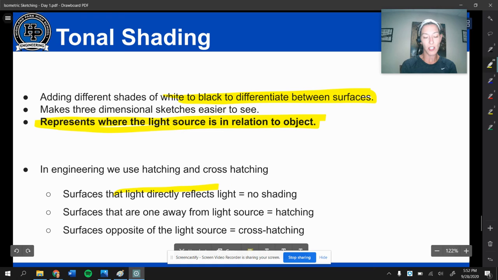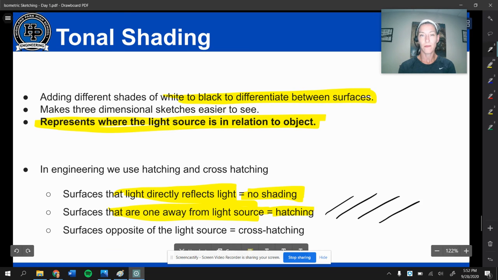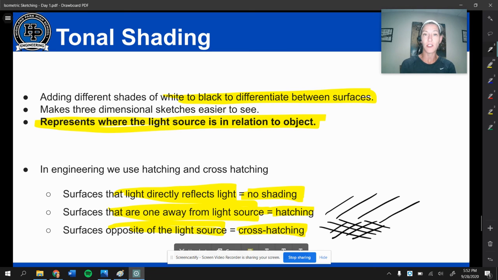If your light is shining directly on the surface, there's not going to be any shading whatsoever. If your surface is only one away from the light source, you're going to use single hatching, like this. And if your surface is completely opposite of the light source, you're going to use cross-hatching. So gone are the days of taking our pencil and using different kinds of shading techniques. When we're doing isometric sketching, we're going to focus on this hatching style.